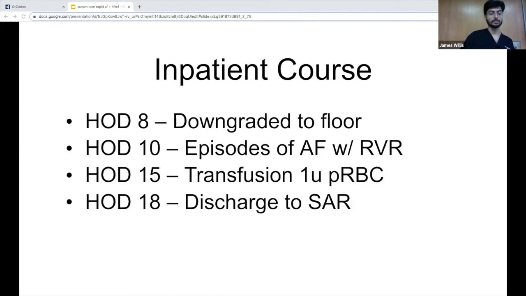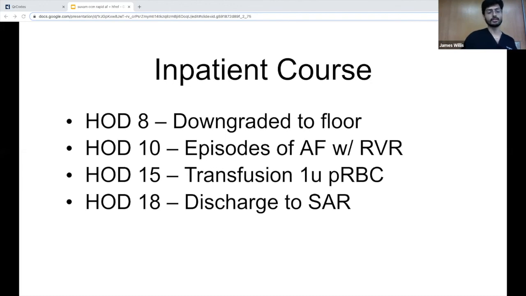And so this patient was started on goal-directed medical therapy. So metoprolol, Entresto, aspirin, Plavix. They continued on amiodarone. And then they were downgraded to the floor on hospital day 8. Over the course of their stay, they would go into rapid AFib, would respond to IV push metoprolol basically, and go back into normal sinus rhythm or just an AFib that's rate controlled. Eventually they dropped their hemoglobin for unknown reasons.